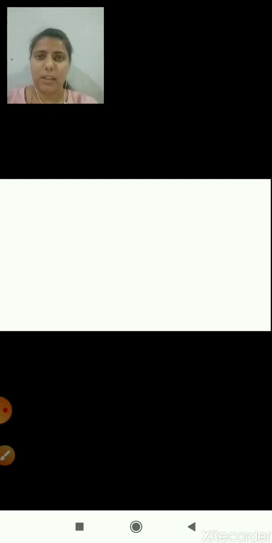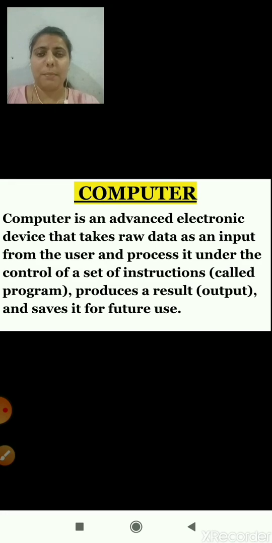First, we will start with what is a computer? Computer is a device that takes raw data from the user, processes it and gives the desired output to the user. In other words, we can say computer is an advanced electronic device that takes raw data as an input from the user and processes it under the control of a set of instructions called program, produces a result output and saves it for future use.